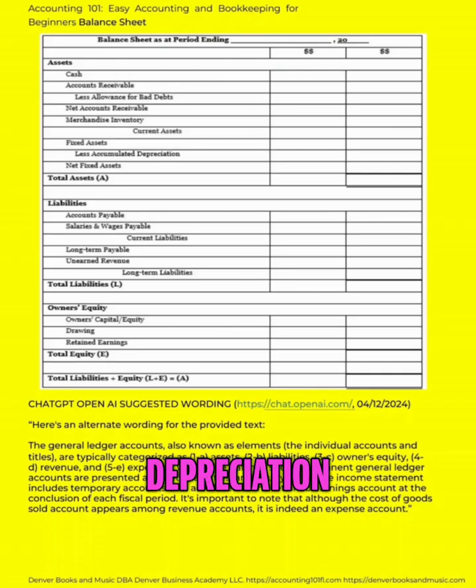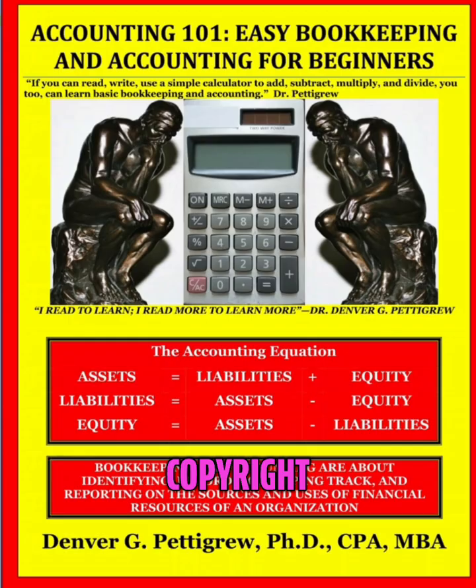Accumulated depreciation is the contra asset in the balance sheet for the accumulated depreciation expense recorded in the income statement to expense the cost of long-term assets. Intangible assets are long-term, non-physical assets such as goodwill, copyright, patents, trademarks, and licenses.